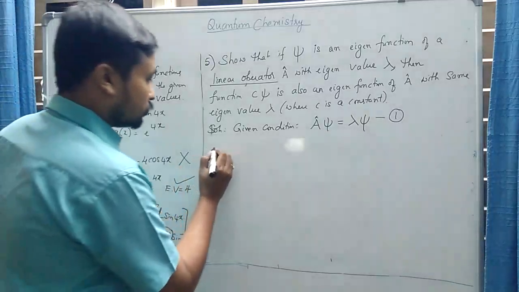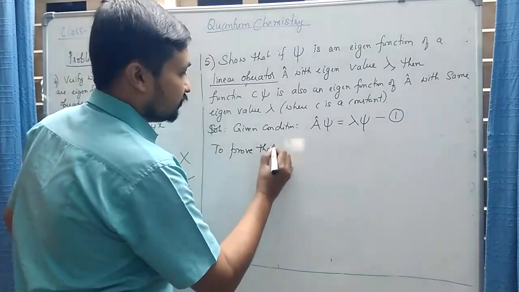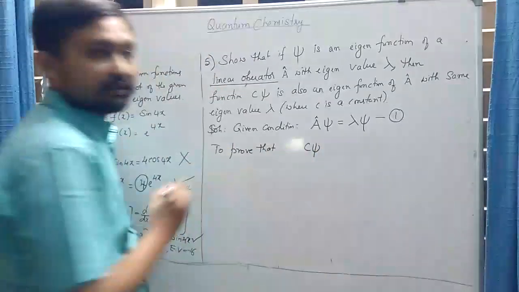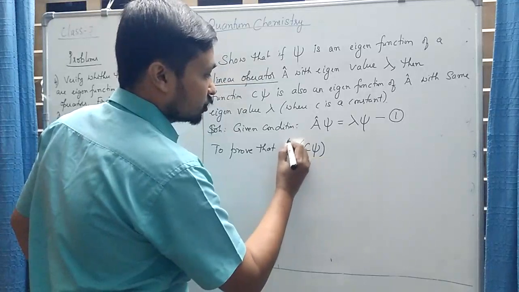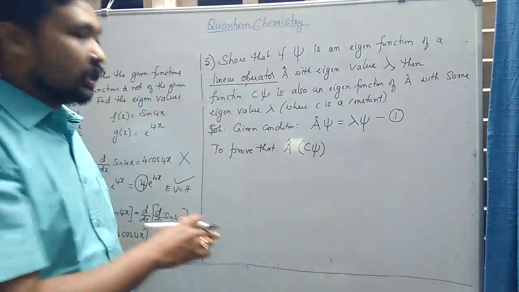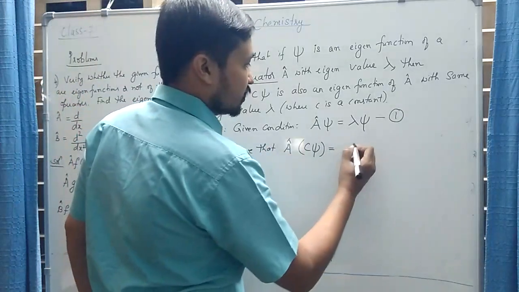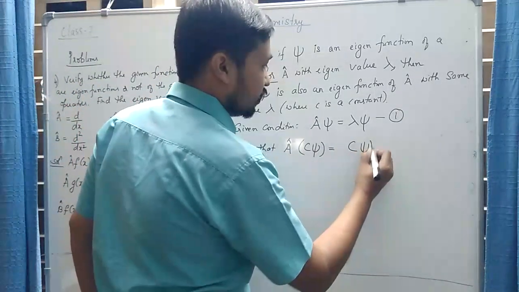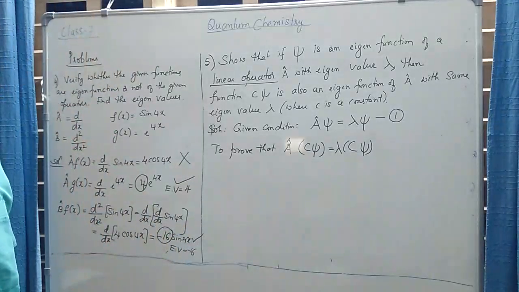What are you supposed to prove? You are supposed to prove that the function c into psi, where c is a constant, is also an eigenfunction of operator A with the same eigenvalue lambda. That is, you are supposed to prove that A of c into psi gives back the same function c into psi multiplied by a constant, and that constant is the same, that is lambda.